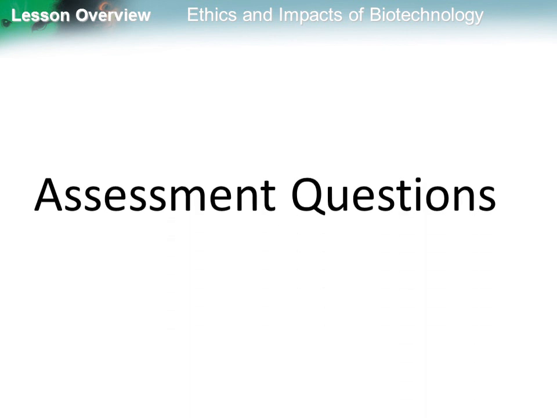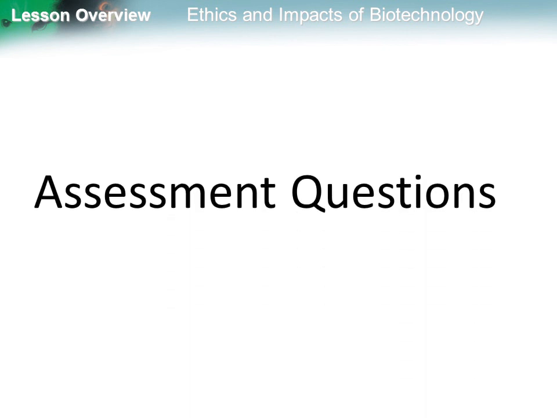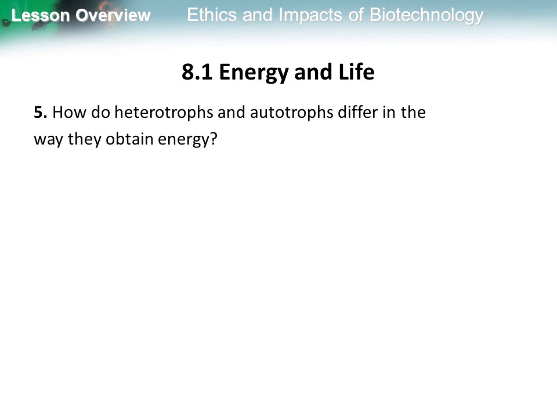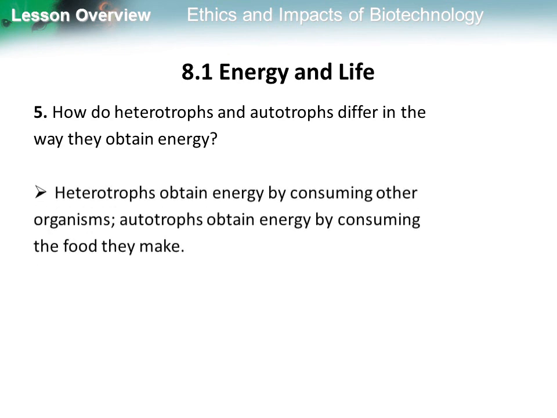Now let's see some assessment questions. Let's try the first question from chapter 8, lesson 1. How do heterotrophs and autotrophs differ in the way they obtain energy? Try this question. Well done. Heterotrophs obtain energy by consuming other organisms, and autotrophs obtain energy by consuming the food they make.